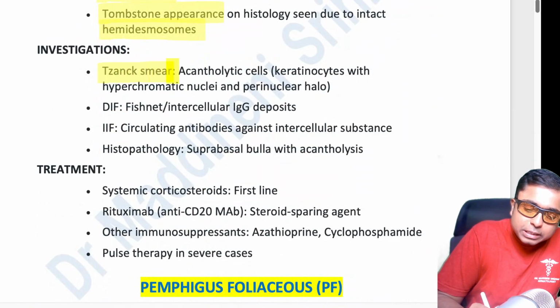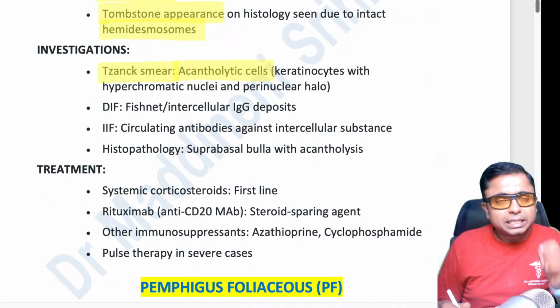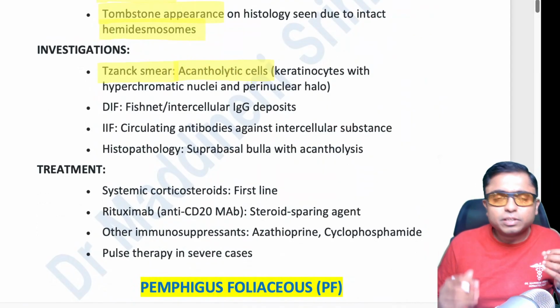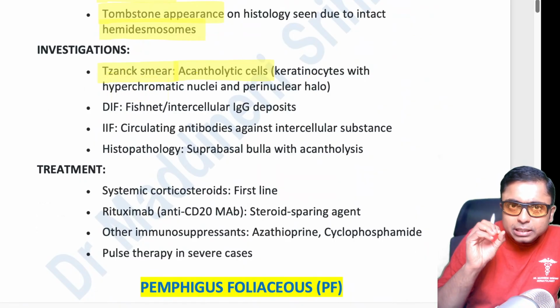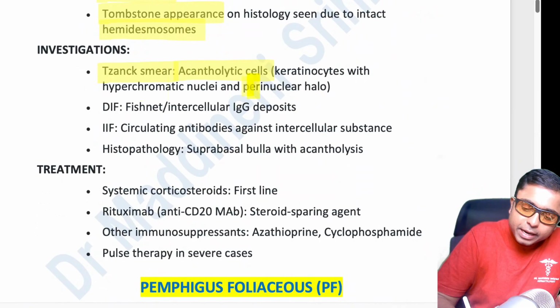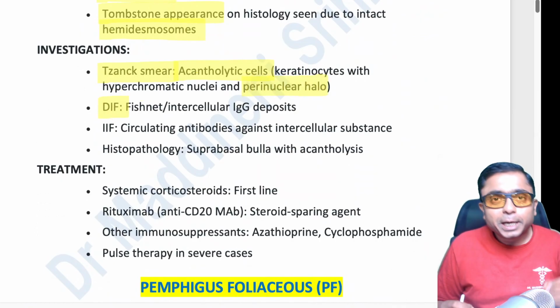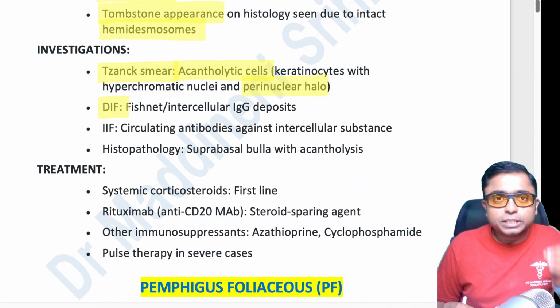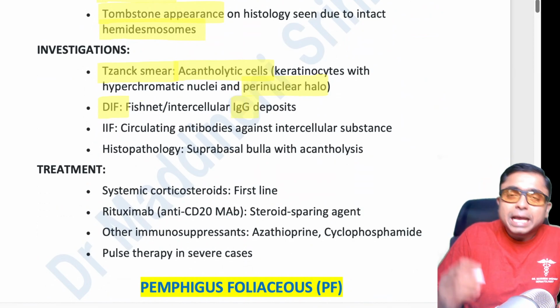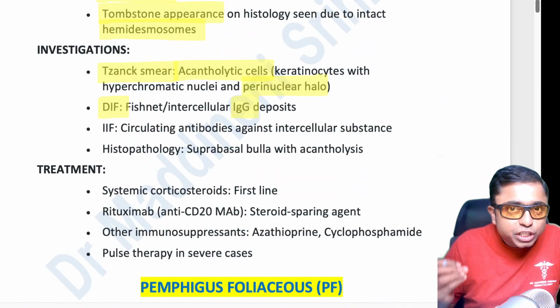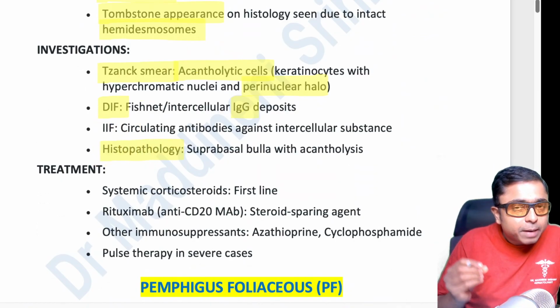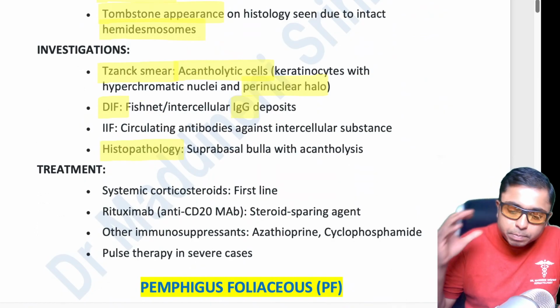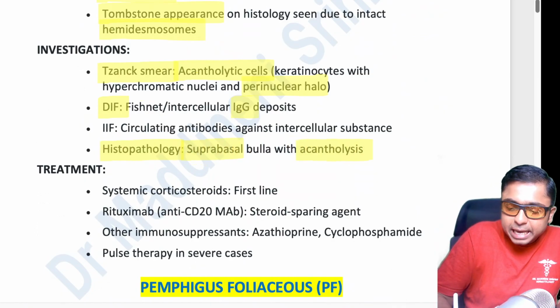Like I have told you, on a Tzanck smear we are going to see the acantholytic cells, which are nothing but the keratinocytes, the epidermal cells, and they are rounded cells having a hyperchromatic nucleus and a perinuclear halo. The investigation of choice is direct immunofluorescence, where we see a fishnet or chicken wire pattern due to intercellular deposition of IgG, or it could also be C3. On histopathology, very important, a suprabasal split is seen associated with the acantholysis.